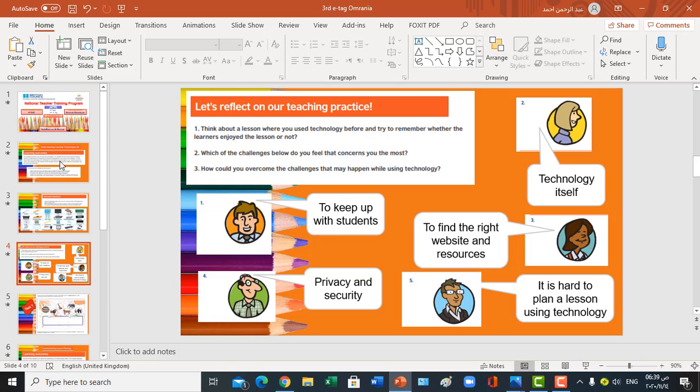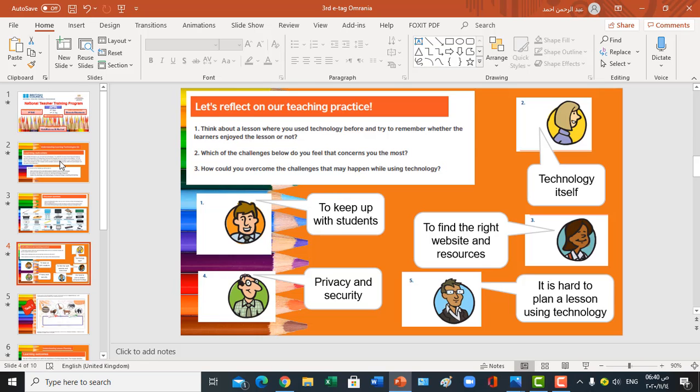Here is a reflection on our teaching practice. Number one, think about a lesson where you used technology before and try to remember whether the learners enjoyed the lesson or not. Number two, which of the challenges below do you feel concerns your students the most? Three, how could you overcome the challenges that may happen while using technology? First, I gave you some hints about our teachers' opinions related to the challenges of using technology.